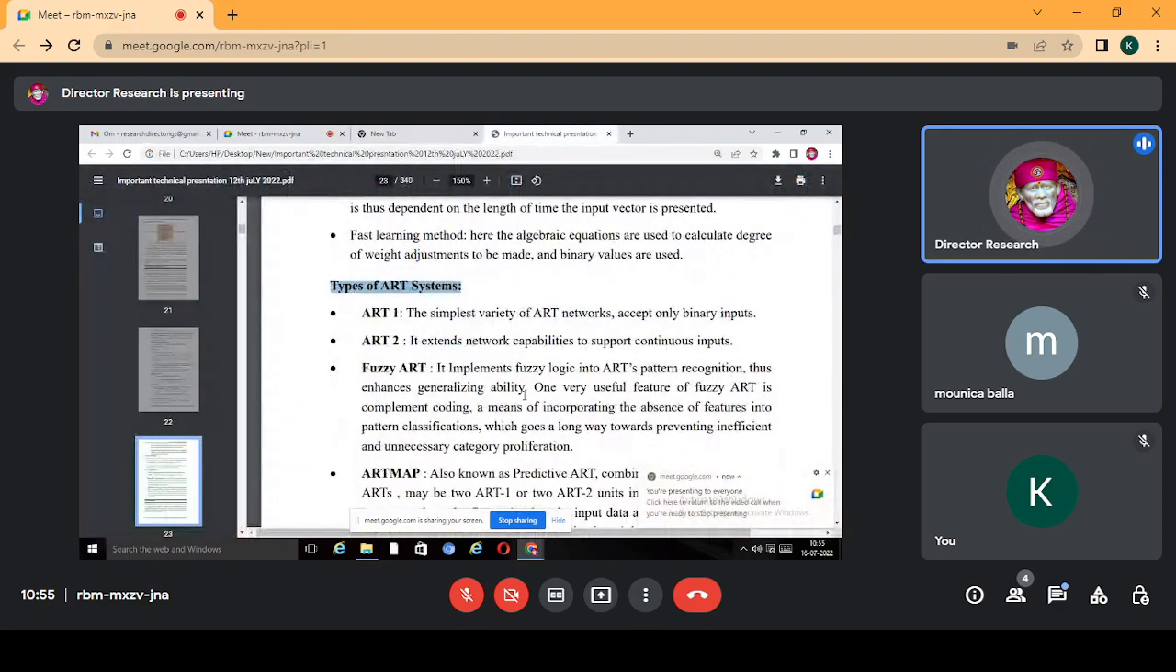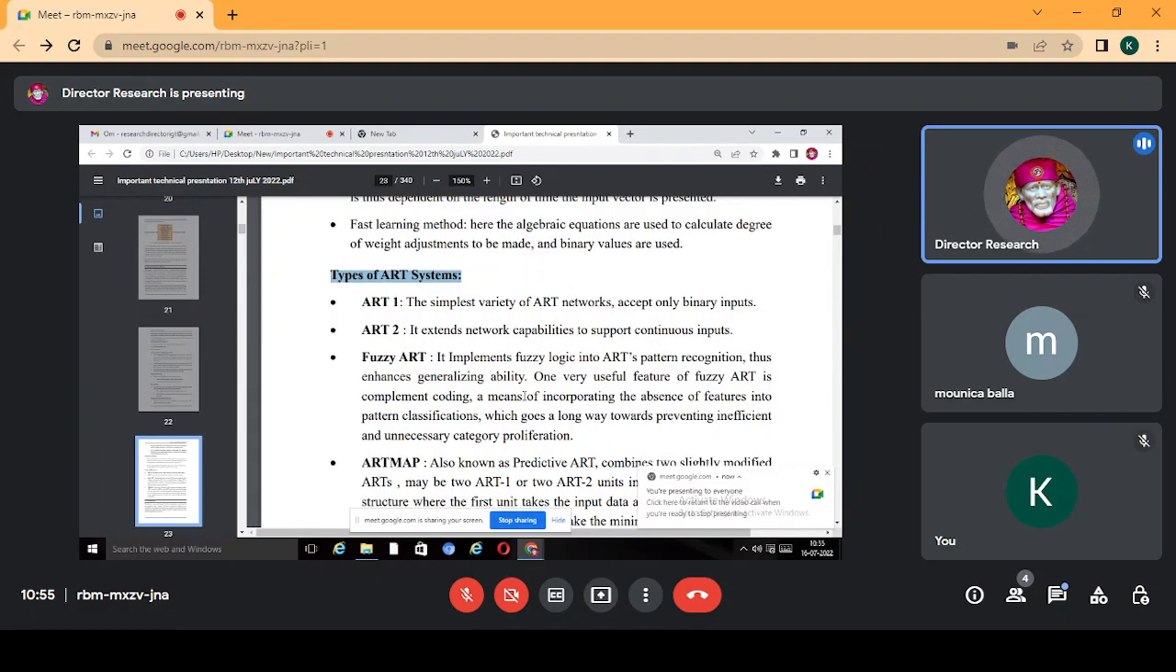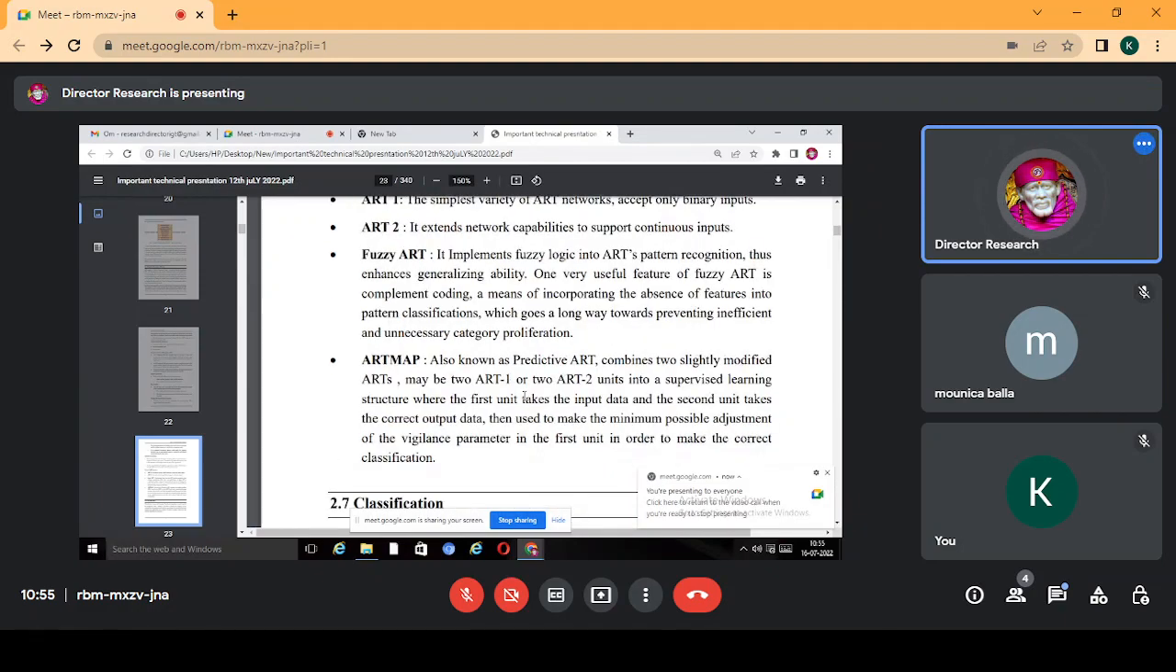ART1, the simplest variety of ART networks, accepts only binary inputs. ART2 extends the network capabilities to support continuous inputs. Fuzzy ART implements fuzzy logic in ART's pattern recognition, thus enhancing generalizability. One very useful feature of fuzzy ART is complement coding, a means of incorporating the absence of features into the pattern classifications, which goes a long way towards preventing inefficient and unnecessary category proliferation. This is fuzzy ART.